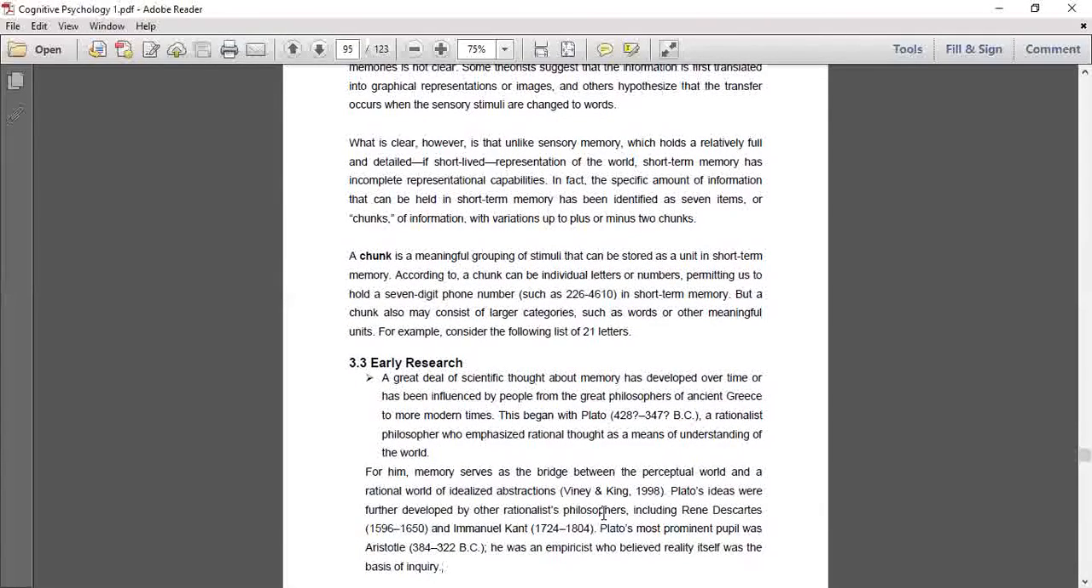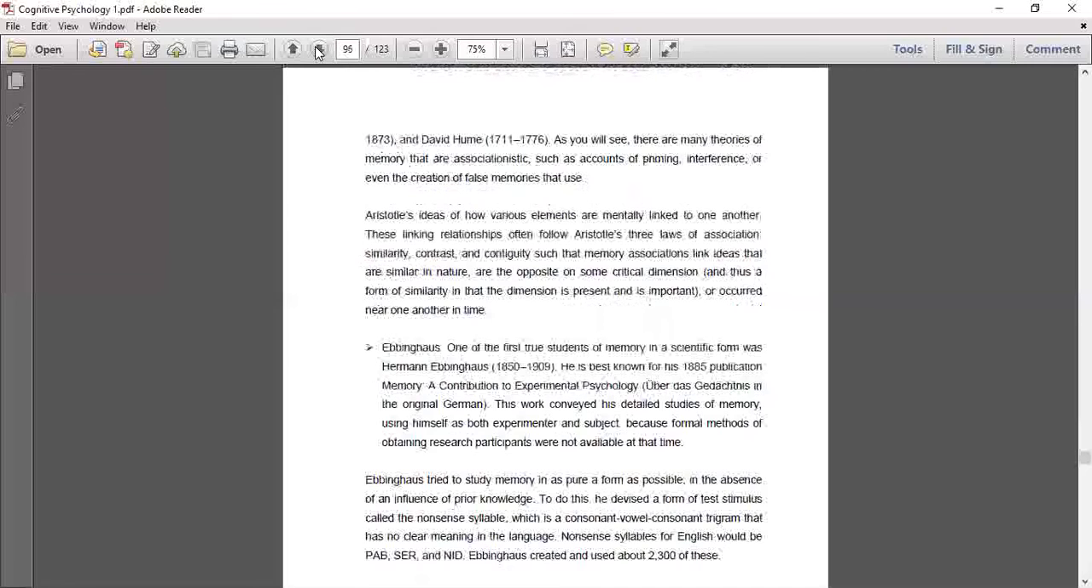We will never run away from Plato and Aristotle. Rationalism, that we understand the world. And the empiricists, they believe what? Basis of inquiry, isn't it? Those things guide us in trying to retrieve information, and also to understand the issues of memory. Aristotle's ideas of how various elements are mentally linked to one another was also another scenario. Then comes Ebbinghaus, who also studied memory in scientific form. So he studied memory, a contribution of experimental psychology when we refer to memory.